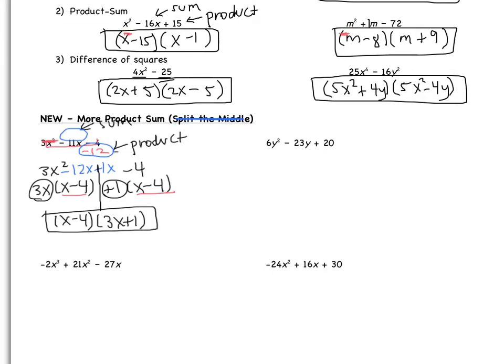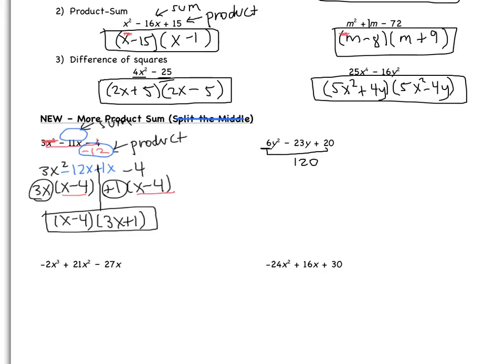Now let's do one more example before you do one on your own. Let's look at the second example, the one to the right. We have 6y squared, subtract 23y, add 20. Our leading coefficient is 6. It's not a 1, so we need to split the middle. I'm going to multiply 6 and 20. I get 120. Now I'm looking for the two numbers that multiply to 120, but add to be 23.